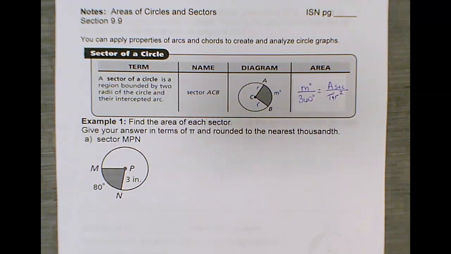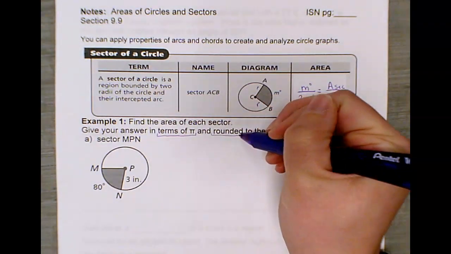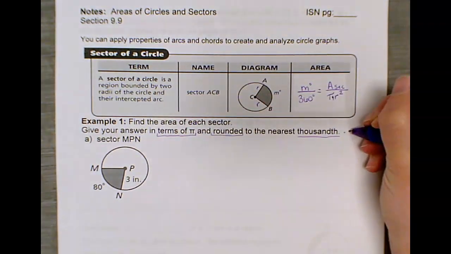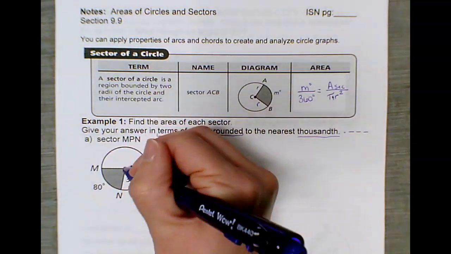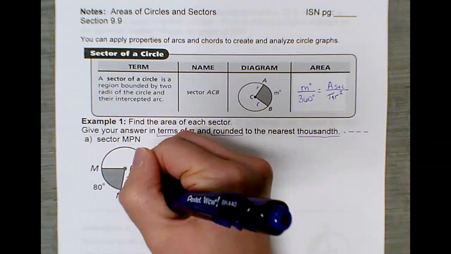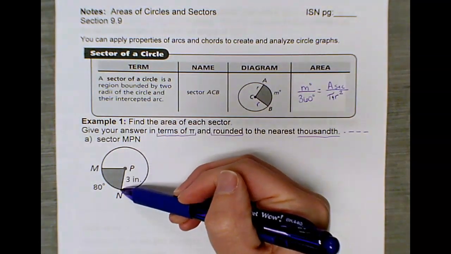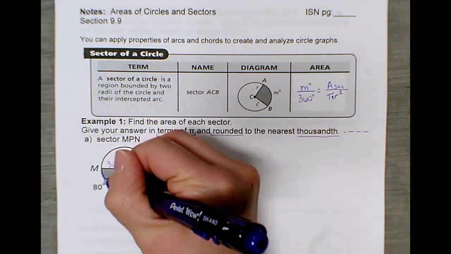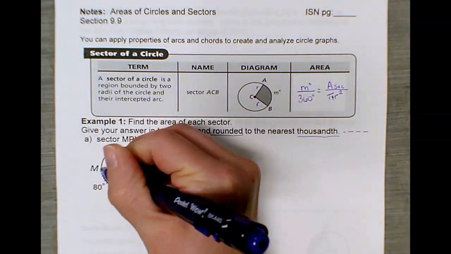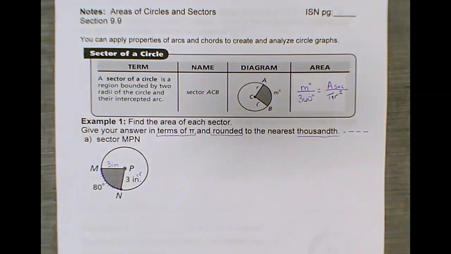So in example 1, it says find the area of each sector. Give your answer in terms of pi, meaning leave pi in your answer, and round it to the nearest thousandth. So point something, something, something. So in part A, we want to find the area of sector MPN. So this sector right here. Now we're given this measurement, which is 3 inches. That's the radius. That 3 inches is also over here because that's also a radius. And then this 80-degree arc measure is the arc measure of arc MN. But what I want to find is that area of the sector.